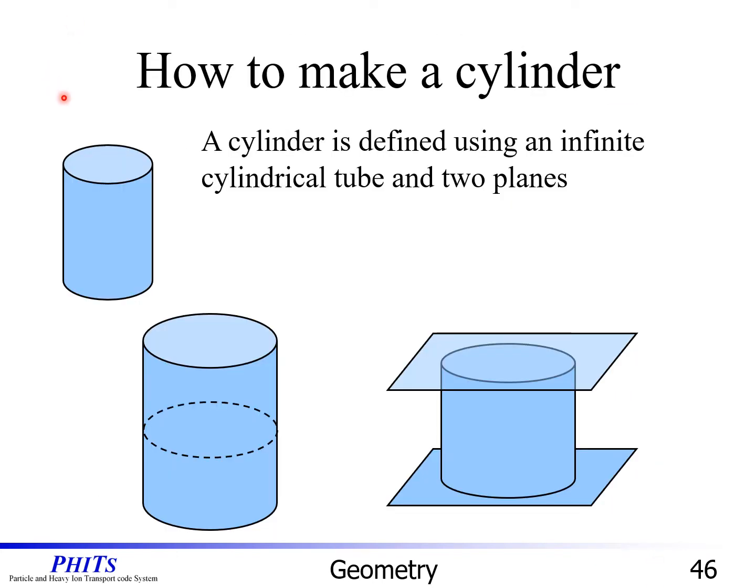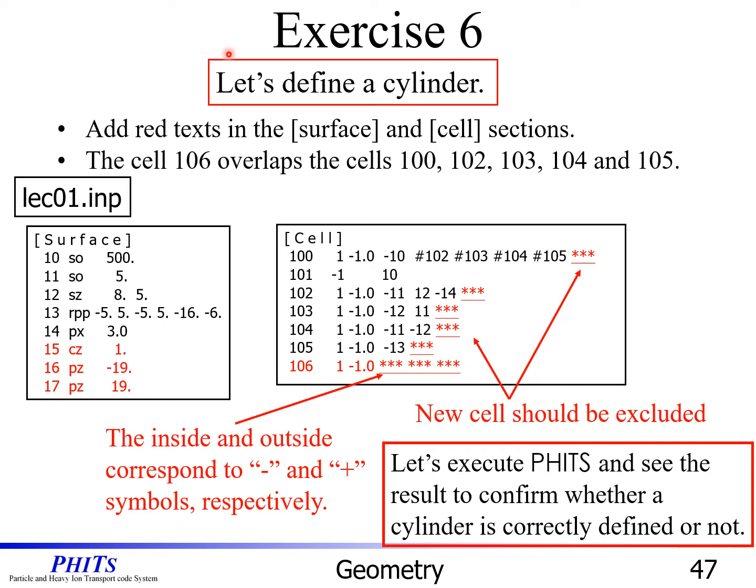Here is shown how to make a cylinder. A cylinder is defined using an infinite cylindrical tube and two planes. Now, let's define a cylinder in exercise 6. Please add red texts in the surface and cell sections. In the surface section, symbol of CZ means parallel cylindrical tube to z-axis. The numerical parameter of CZ is the radius of tube. In the cell section, please define a cylinder as a cell 106.